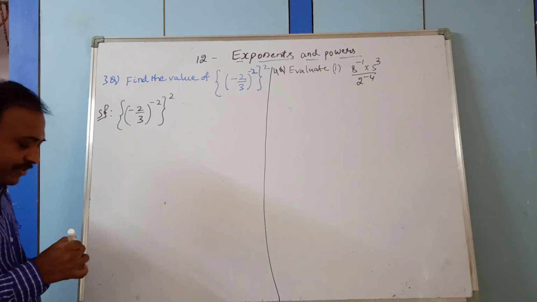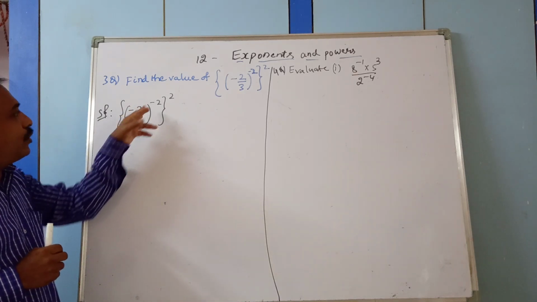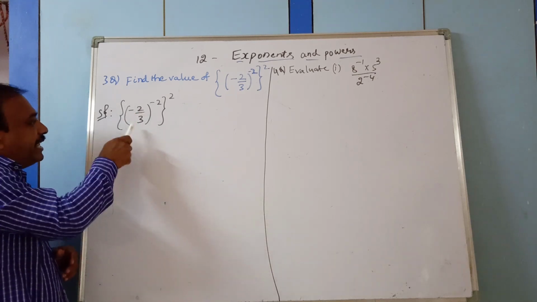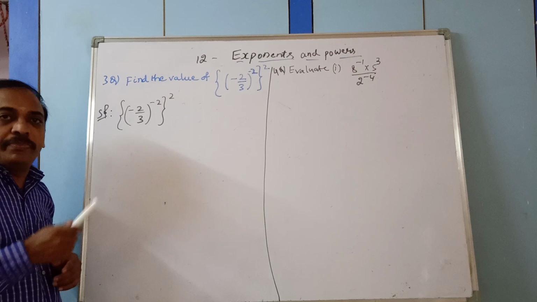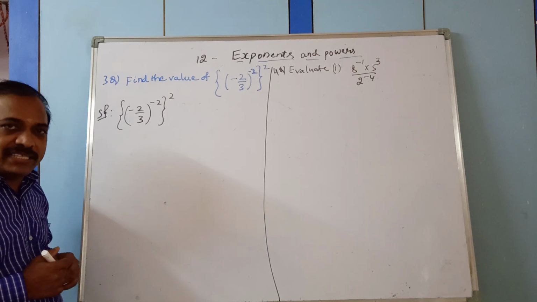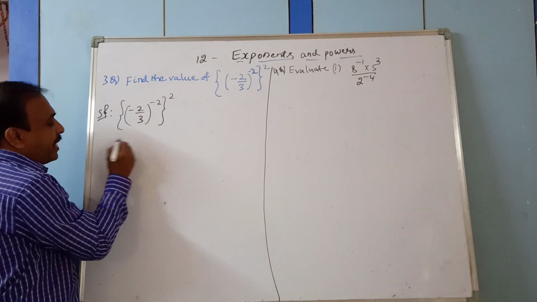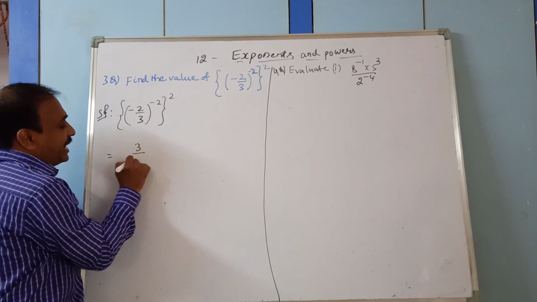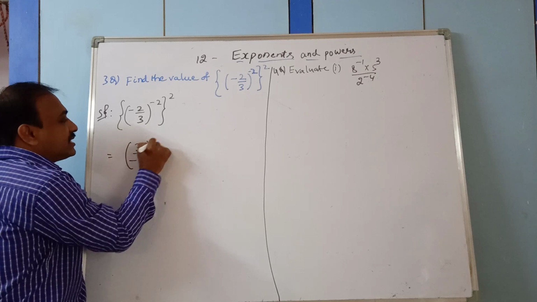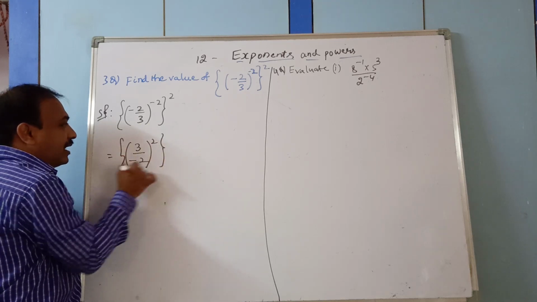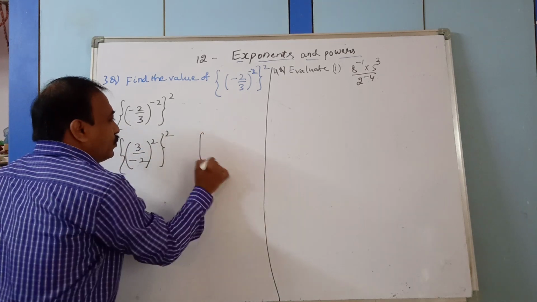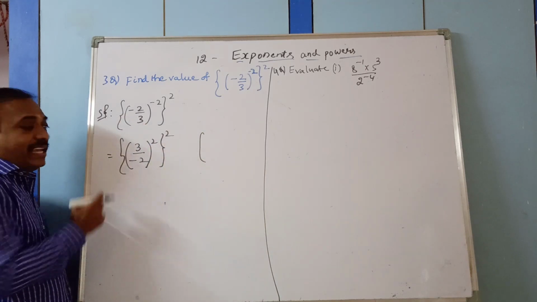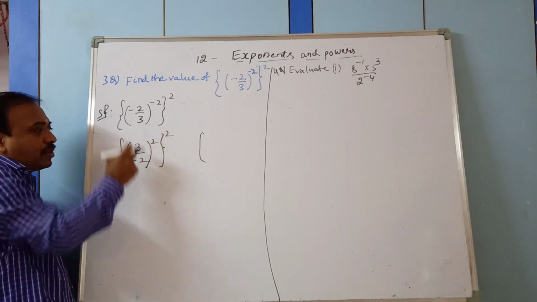Inside the bracket, we have just discussed that (a by b) whole to the power minus m can be written as (b by a) whole to the power m. Observe this step: this one I am writing as (3 by minus 2) whole square, now again whole square. Why do I use this step? Here you see the difference: I removed the negative power, and I took the reciprocal of the fraction.